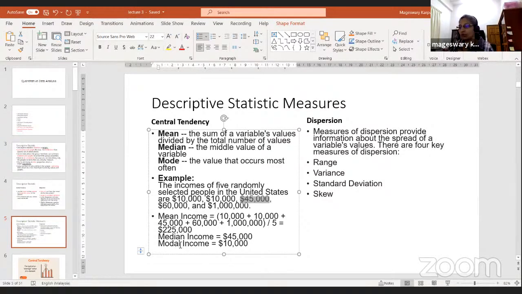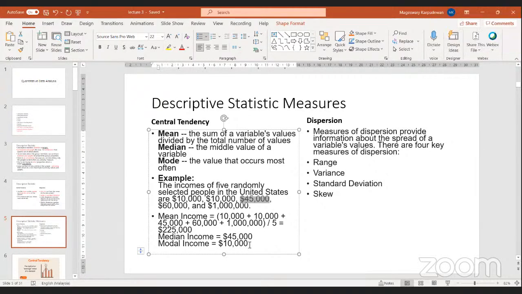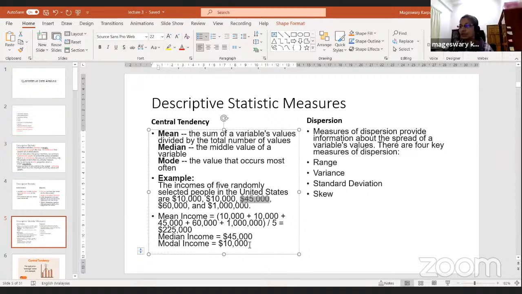Mode, sometimes called modal. Mode is the highest frequency. That means if you look at these numbers, you can see 10,000 happens 2 times. Correct? But the others, 45, 60, and 100, appear just 1 time. So the highest frequency here is 10,000. So this is the mode. Okay, this is the mode. So I hope you can get the basic idea about central tendency.